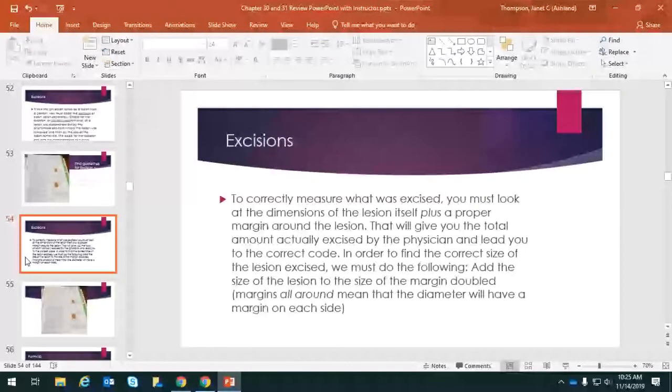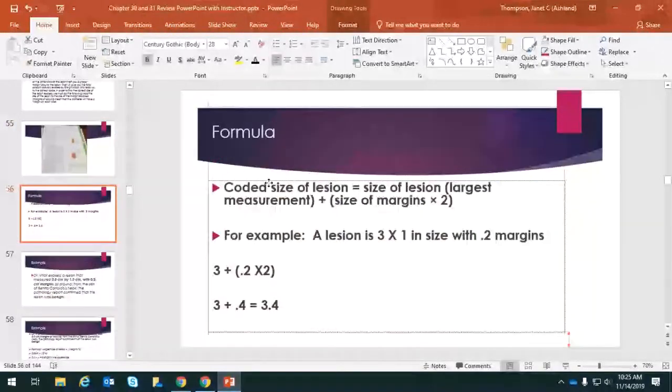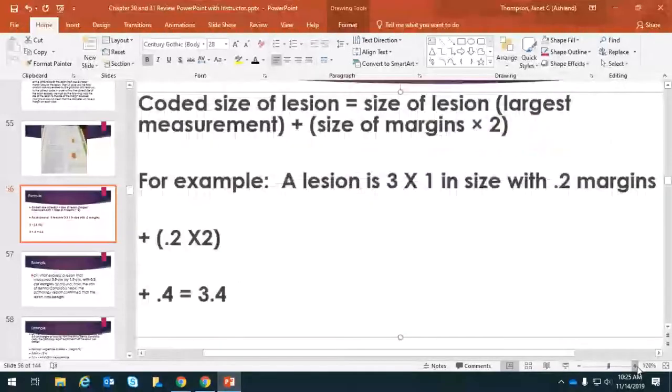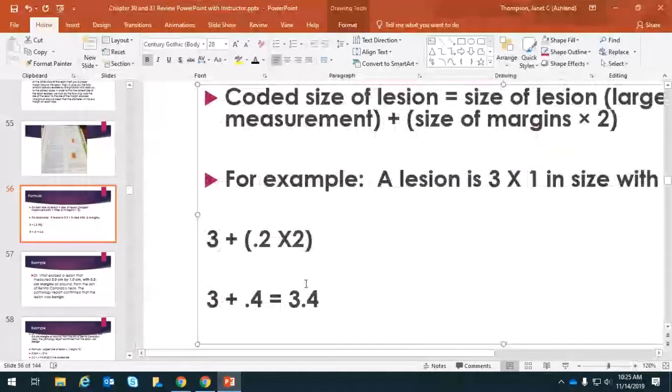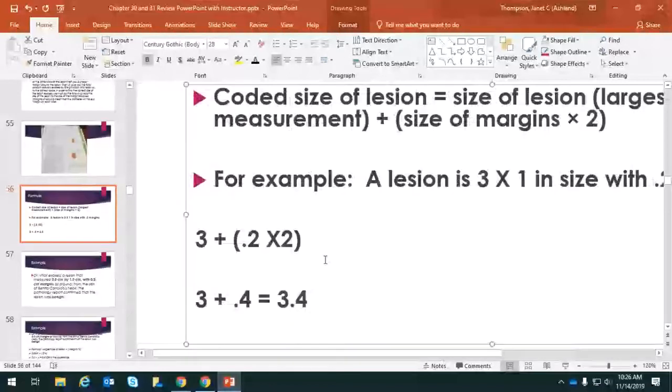So this is the same page we were looking at, and they show these lesions with their margins around them. Okay? And this is the formula. The coded size of the lesion is the largest size of the lesion plus the size of the margins times 2. And if you're like me, just hearing math like that wouldn't make any sense. Let's look at this example. A lesion is 3 by 1 centimeters in size with 0.2 margins. So the lesion, we go by that largest size of it, the 3, plus, in our parentheses, our margins, 0.2. We multiply it by 2 because we're covering the whole perimeter of that lesion. So 0.2 times 2 is 0.4, okay?